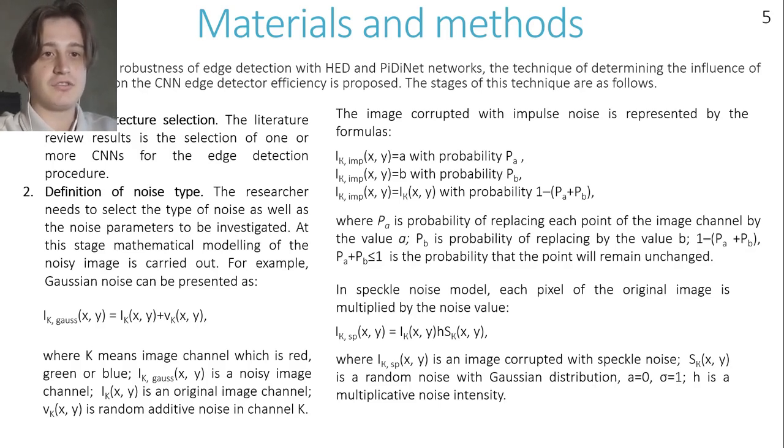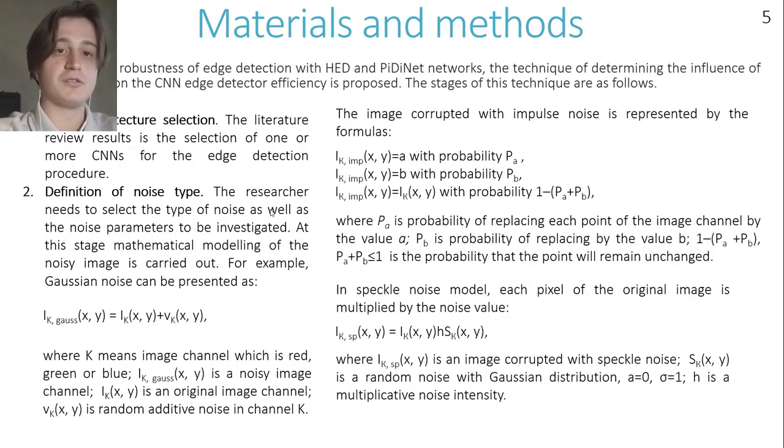Next, definition of noise type. The researcher needs to select the type of noise as well as the noise parameters to be investigated. At this stage, mathematical modeling of the noisy image is carried out. For example, on this slide we also present the noise models that were researched in this paper. They are provided here.